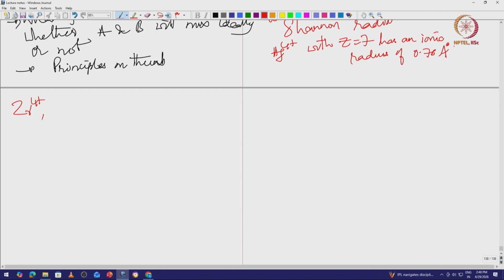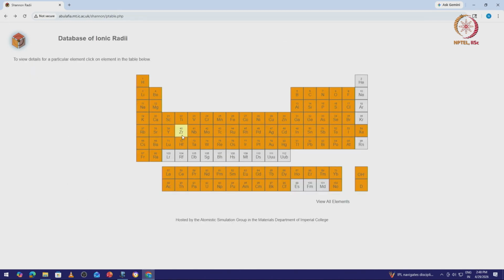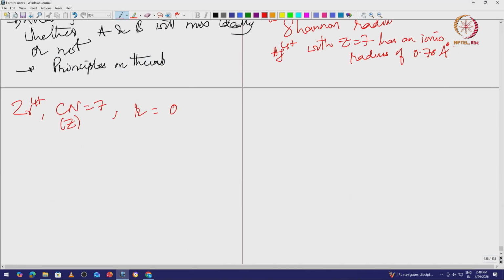Again, same coordination number equal to 7, or Z, we will write it as Z. So what is the Shannon radius of that? I will go back to the same website and look at zirconium. Zirconium 4, coordination number of 7, is 0.78 angstroms. So this is 0.76 angstroms, this is 0.78 angstroms, both of them are relatively the same.